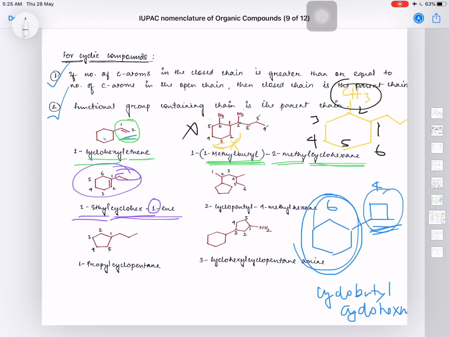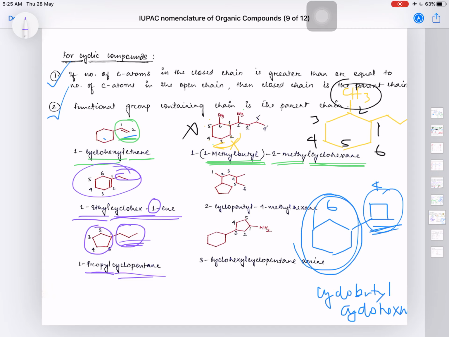In this one you have a 5-carbon ring and a 3-carbon chain. The chain has a lesser number of carbons, so it becomes the substituent, so it is propyl cyclopentane. Then in this one you have a 6-carbon chain and you have a 5-carbon ring.